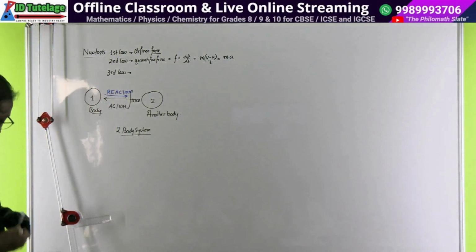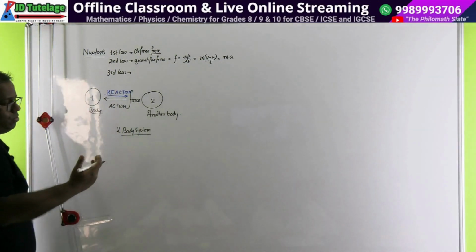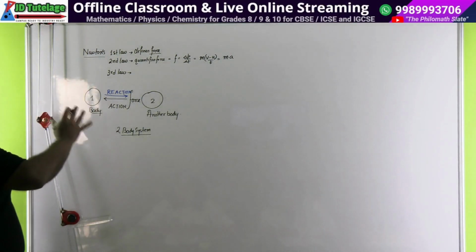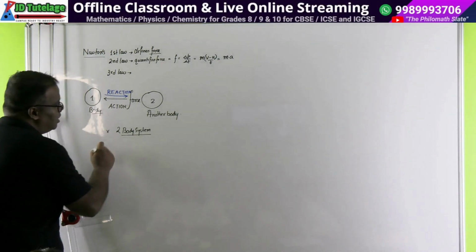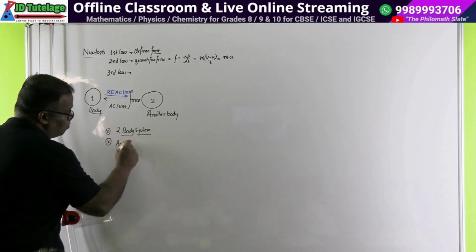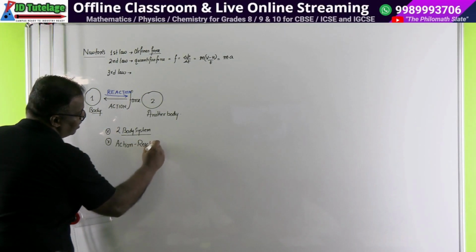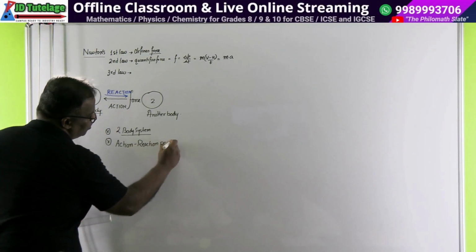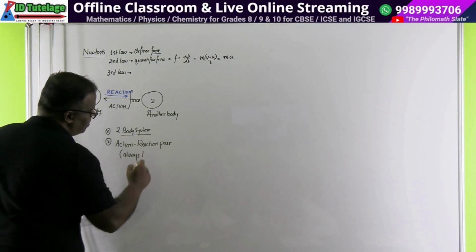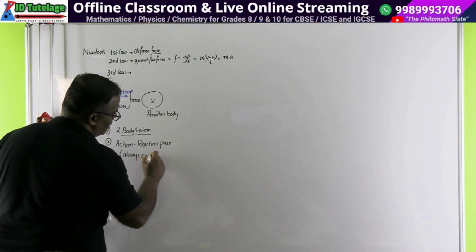Now, the things you need to understand for the third law. Literature-wise, it is the easiest thing: every action has an equal and opposite reaction. Going by physics, the first thing you need to understand is that it has to be a two-body system. Second, there has to be an action-reaction pair. Action and reaction always exist in pairs. If there is an action, there will be a reaction, and they always exist in pair.